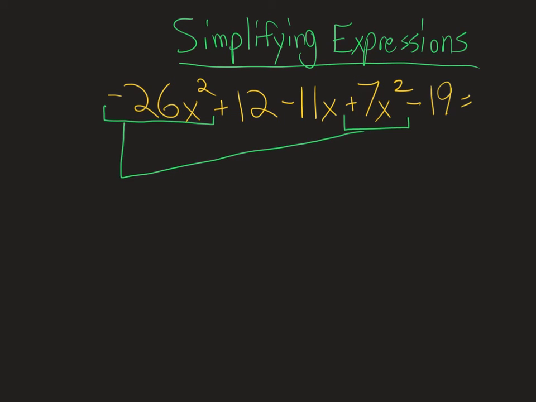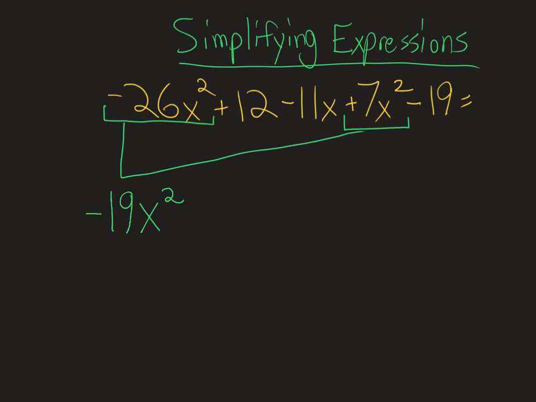Negative 26 and 7. It's going to be some number of x squareds. So just wanted to be clear, guys. X squared is the type. The number, the coefficient, is what you're actually working with. So negative 26 and 7, negative 19. Okay, and then we'll just keep going.